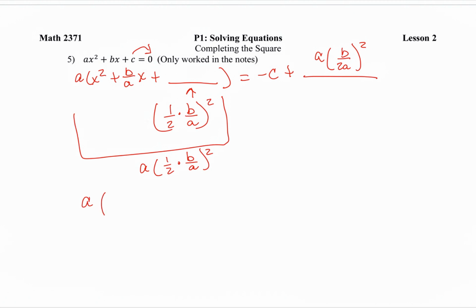So we have a times x plus b over 2a, quantity squared, equals negative c plus a, and now I'm going to square this out. So this is b squared over 4a squared. Okay, now between these two fractions, my least common denominator is 4.